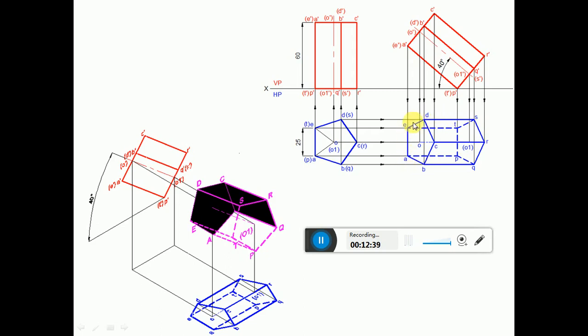Now when you look from the top view, A dash, B dash, C dash, D dash, E dash and A dash is a surface which is near to the observer. It becomes visible. So B to C, C to D, D to E become visible. So you join them, dot them. When you look from the top view, CR is the edge which is near to the observer. So CR becomes visible here.